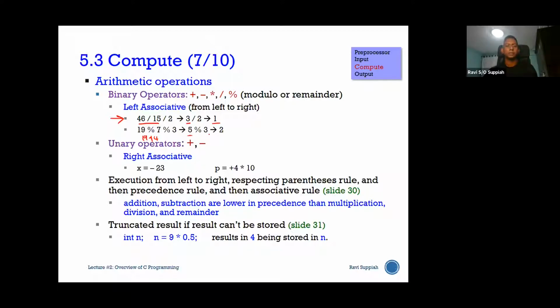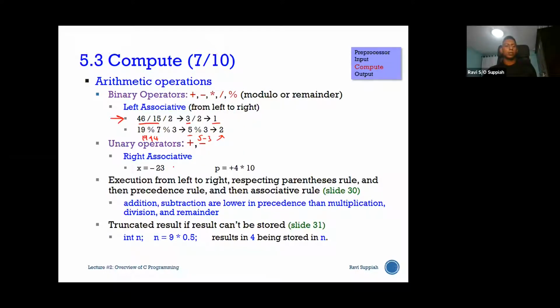And 5 % 3 means the closest you can get is 1. So 3 times 1 is 3. So 5 minus 3, you get 2. Okay, so that is how you get the final answer of 2 over here.